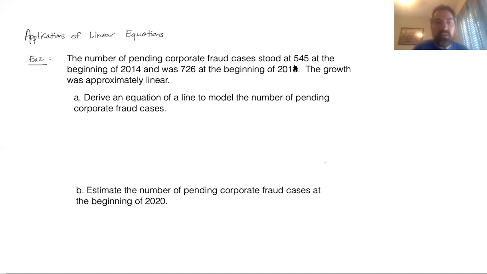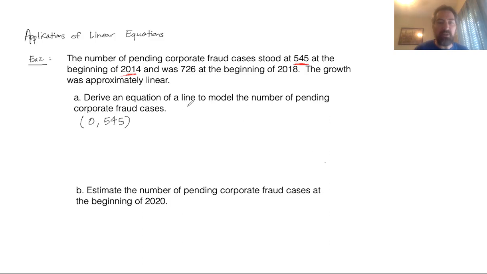What are we given? Right, we were given that the number of pending corporate fraud cases was 545 at the beginning of 2014. Now, I'm going to use that for my first ordered pair. Okay, and instead of using 2014 as my X, because that's a really big number, I'm going to use that as my starting point. I'm going to say X equals 0 corresponds to 2014, and the number of cases at X equals 0 is 545.